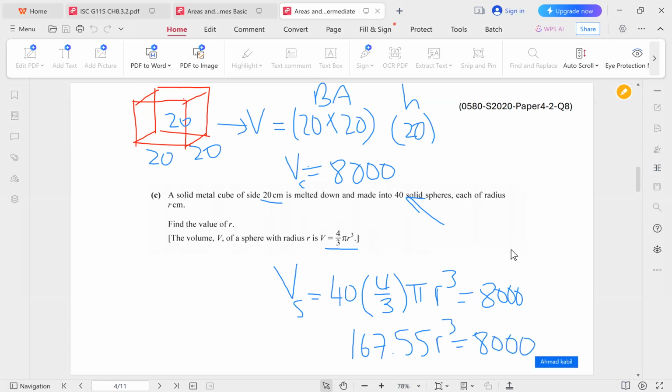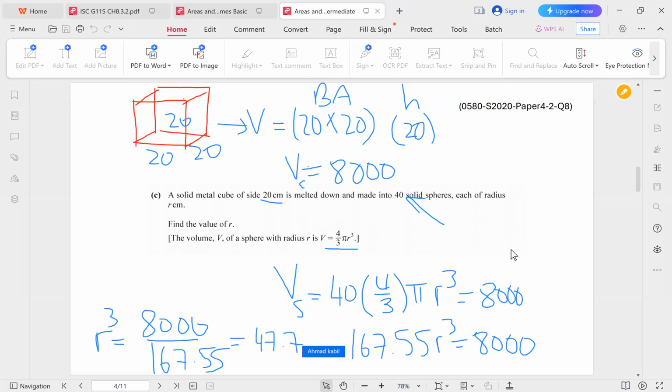Now to get the value of r cubed, this will be 8,000 divided by 167.55. So let's just figure this out first. So 8,000 divided by 167.55 gives us 47.7. And then the value of r would be the cube root of 47.7.